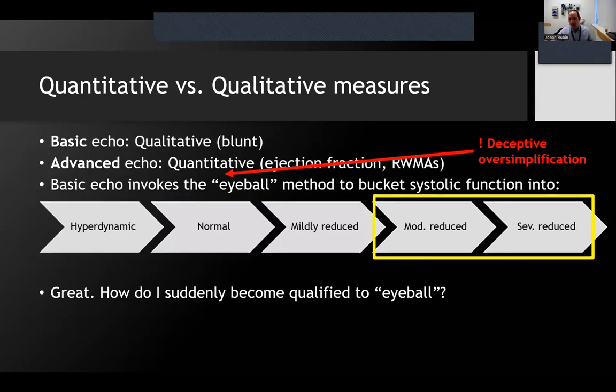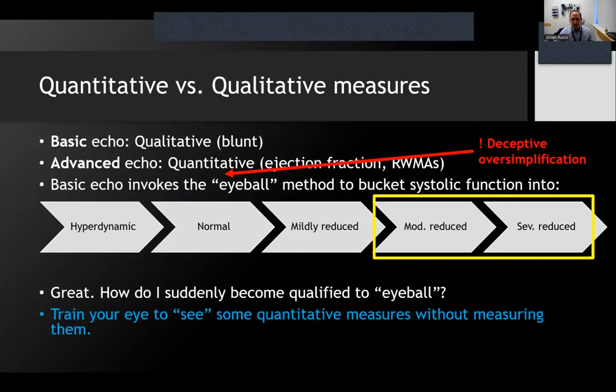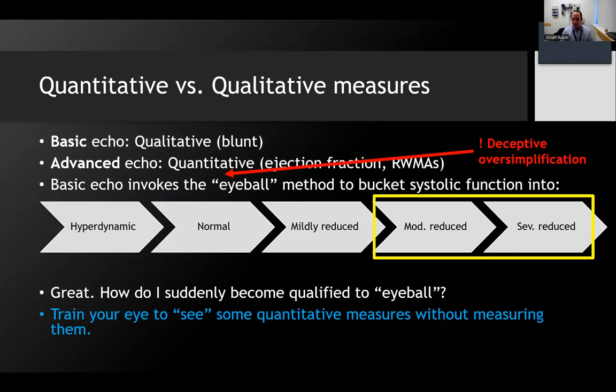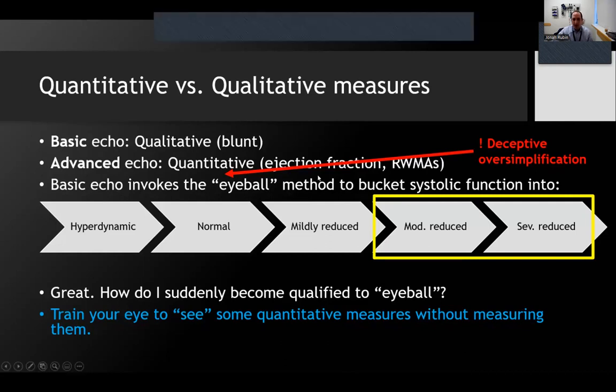Because how do you suddenly become qualified to eyeball? I think the answer, and that's why I'm going to introduce some quantitative measures today, is that you have to train your eye to see the quantitative measures without measuring them. So you have to know, if you were to quantify different components of LV function, what would you be quantifying? And then by looking at those things, even maybe without quantifying them, or doing it a couple of times just to teach yourself, you'll be able to get a much more nuanced approach to assessing LV function. That might seem like a lot right now, but I hope that by the end of this hour, it will seem actually quite achievable.